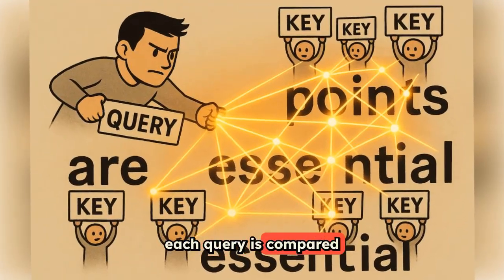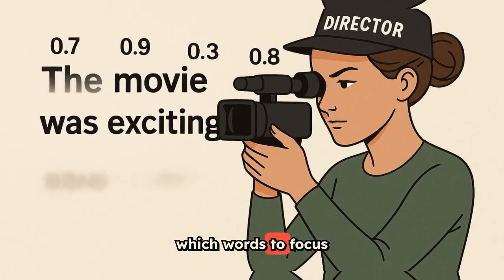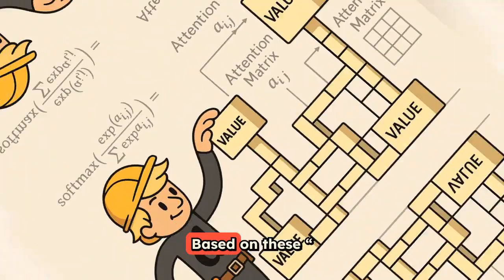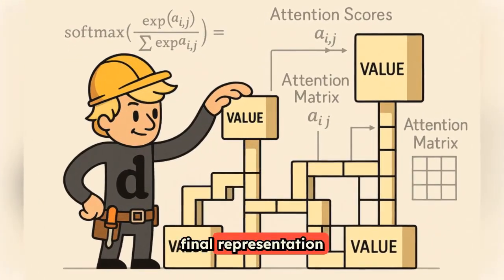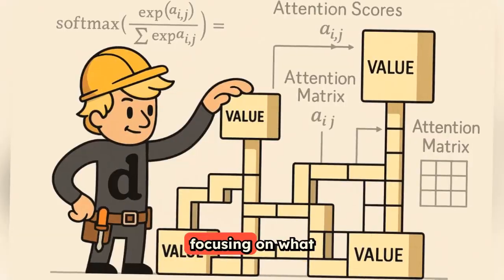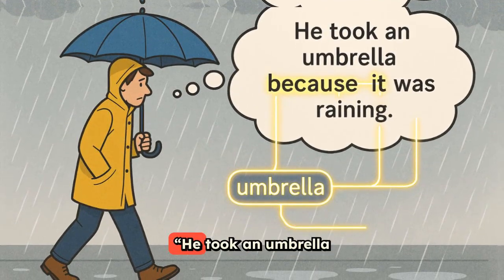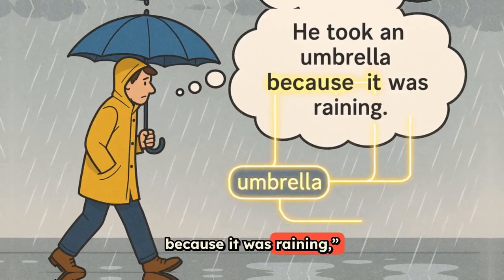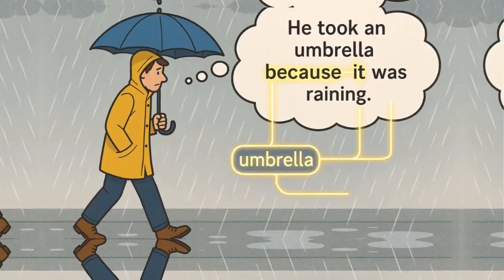Then, each query is compared to all keys in the sentence. This helps determine which words to focus on. Based on these attention scores, the model uses the values to form a final representation of each word, like focusing on what matters. For example, in the sentence, "He took an umbrella because it was raining," attention helps understand that rain explains why he took the umbrella.